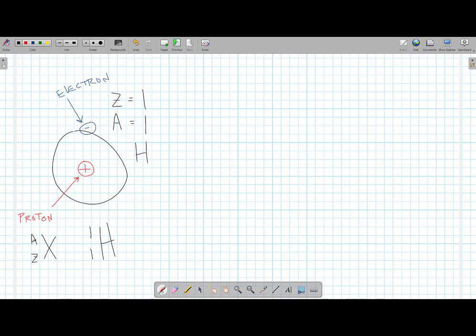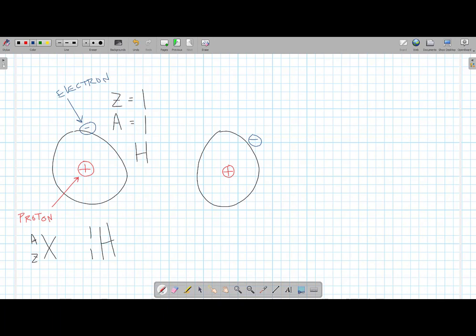But now, hydrogen has different isotopes. And remember, an isotope is a different kind of that atom. So I can't change the atomic number. If I change the number of protons on this atom, then it will not be hydrogen anymore. Hydrogen can only have one proton. The atomic number tells us what kind of element we have. And so if I change the number of protons, I've changed the element.